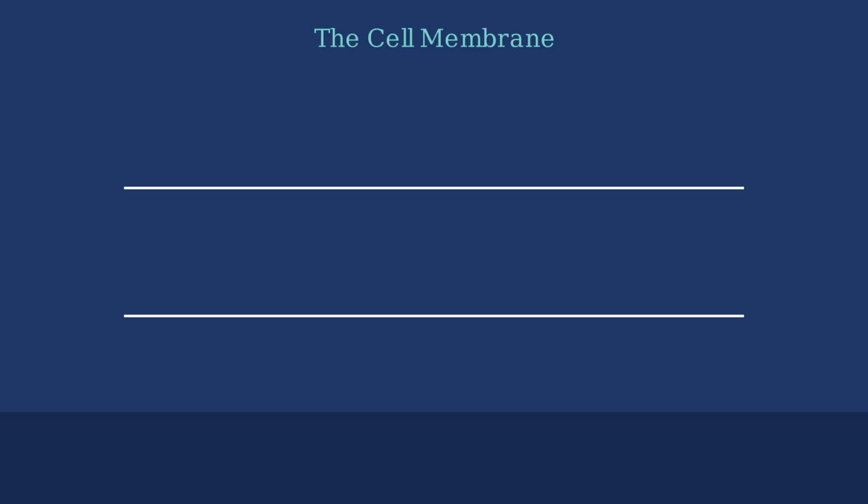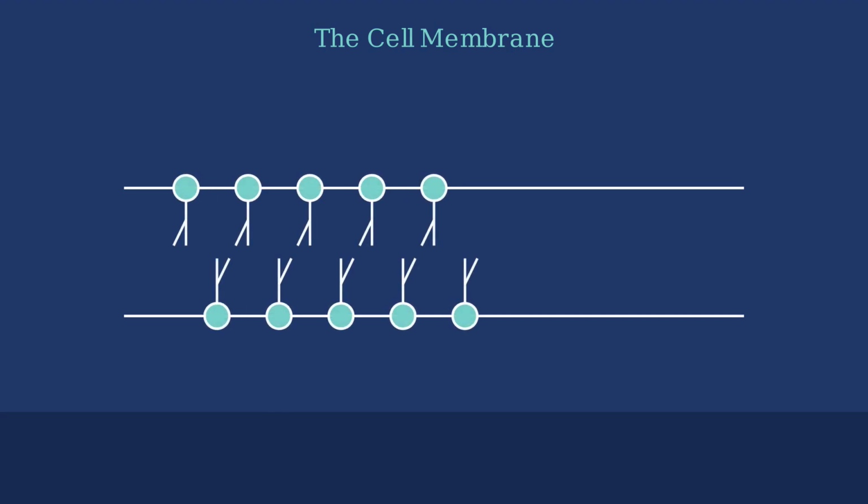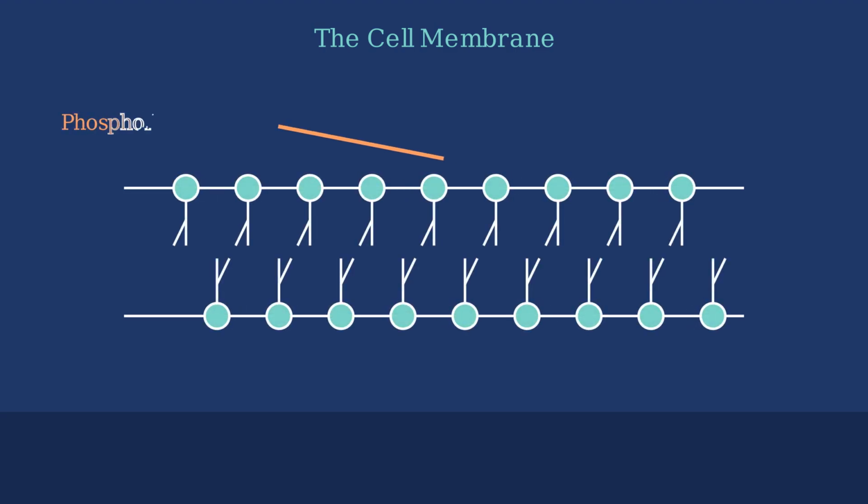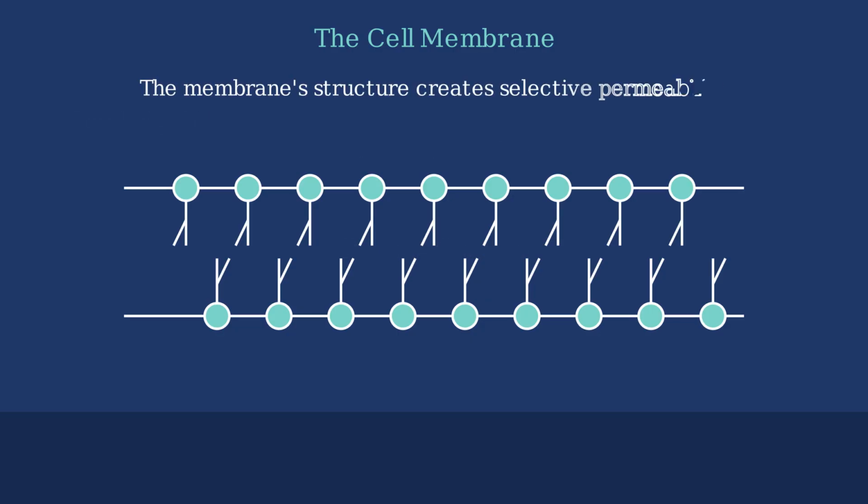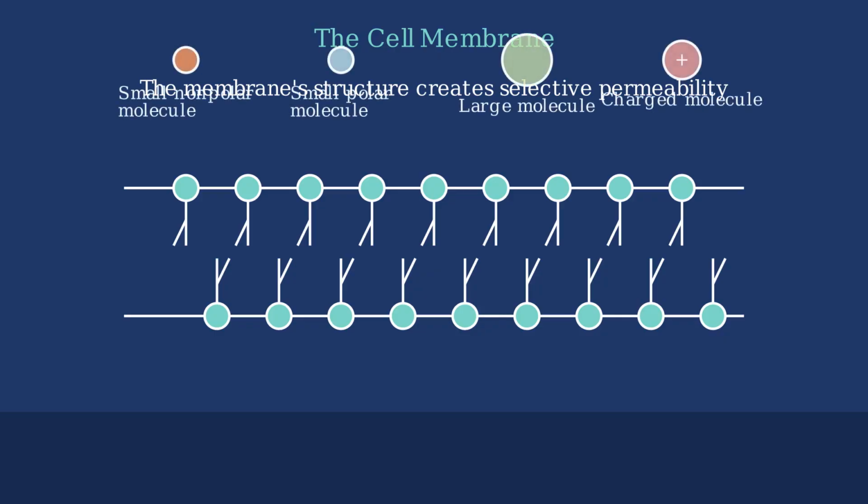The cell membrane forms a critical barrier that separates the internal environment of the cell from the external surroundings. This membrane is composed of a phospholipid bilayer with two layers of phospholipids arranged in opposite directions. Each phospholipid has a hydrophilic head that interacts with water and hydrophobic tails that avoid water. The membrane acts as a selective barrier, allowing some molecules to pass through while blocking others.